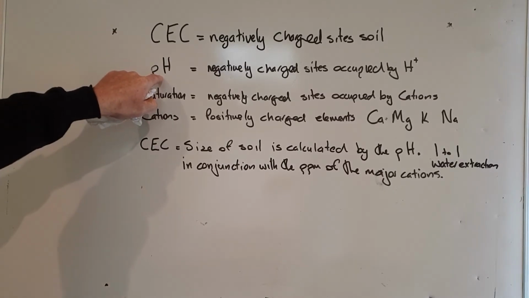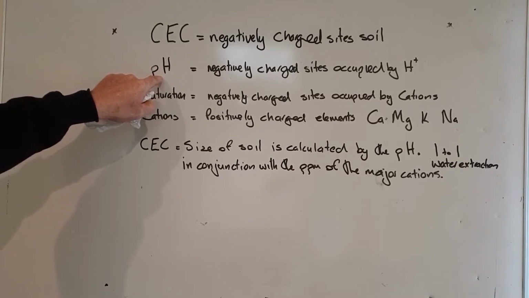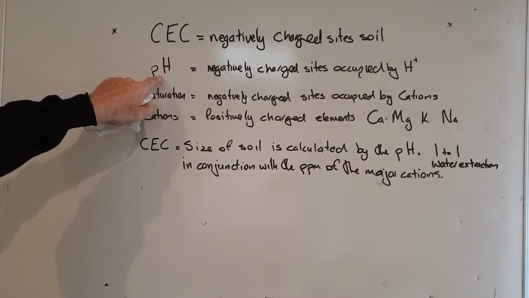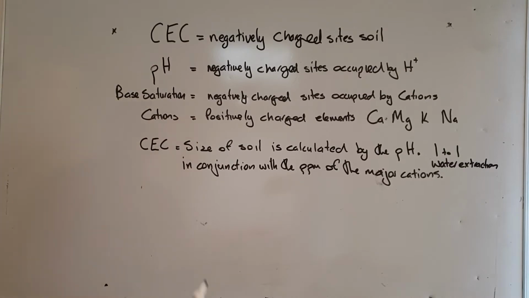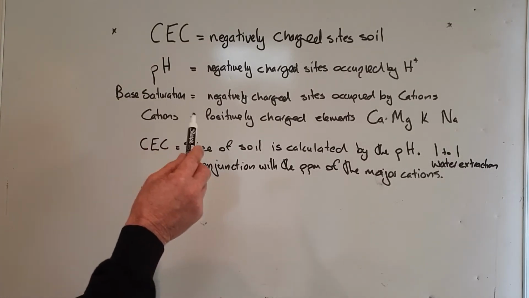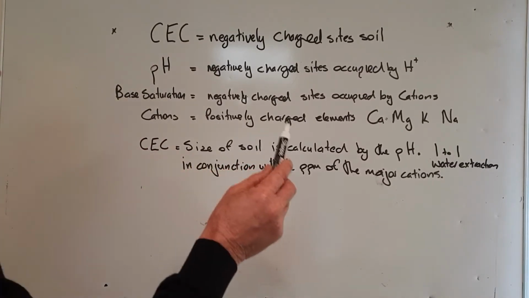pH is a negative logarithm of hydrogen ions. The lower the pH, the higher the amount of hydrogen ions. So when we see the pH in the soil, what we're really seeing is the amount of negatively charged sites in the soil occupied by hydrogen.